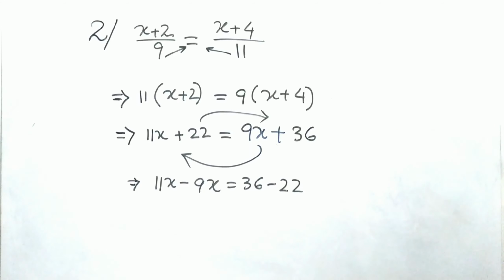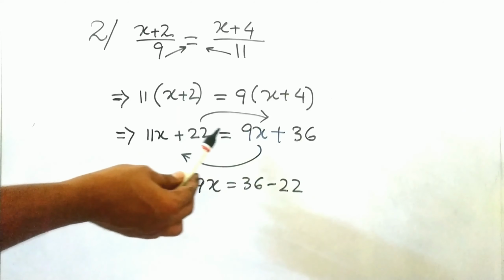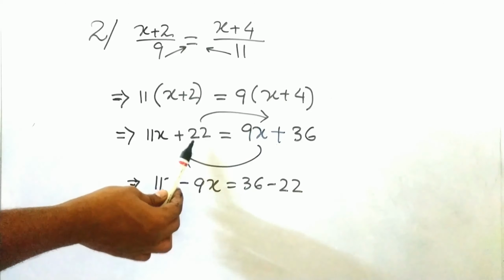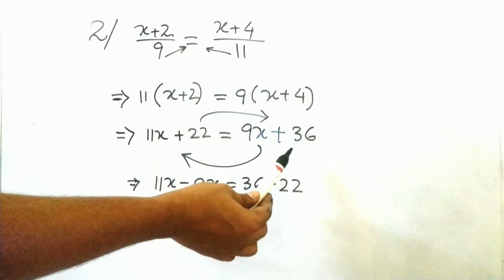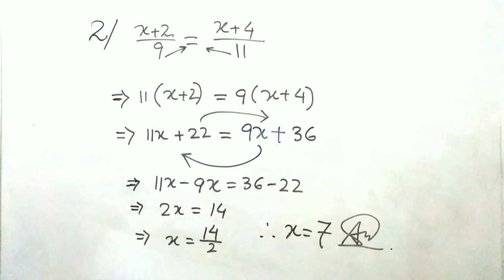As our aim was to find the value of x, we shall keep x on the left hand side, and for that we have transferred this 9x to the left hand side, and because it was positive, it has become negative, and similarly this 22 has been transferred to the right hand side with a negative sign. So after the calculation we have got 2x equal to 14. So this gives us x equal to 14 by 2. So therefore x equal to 7 is the answer.